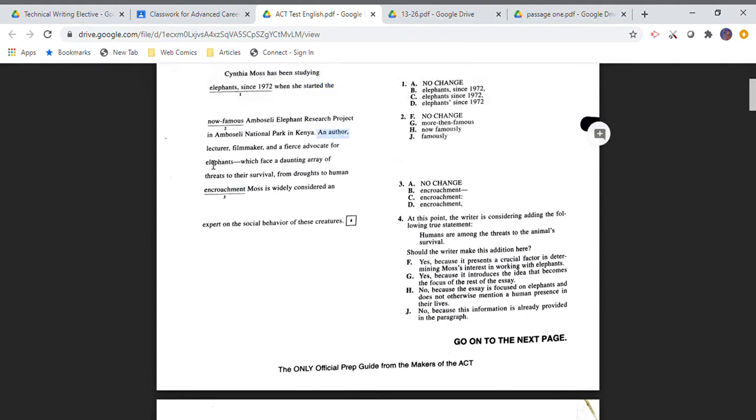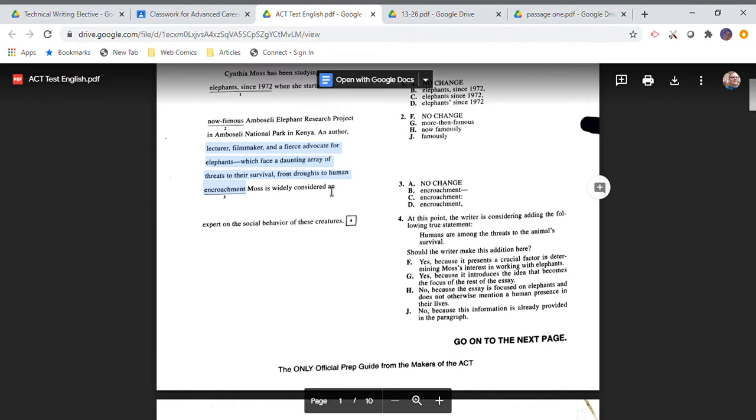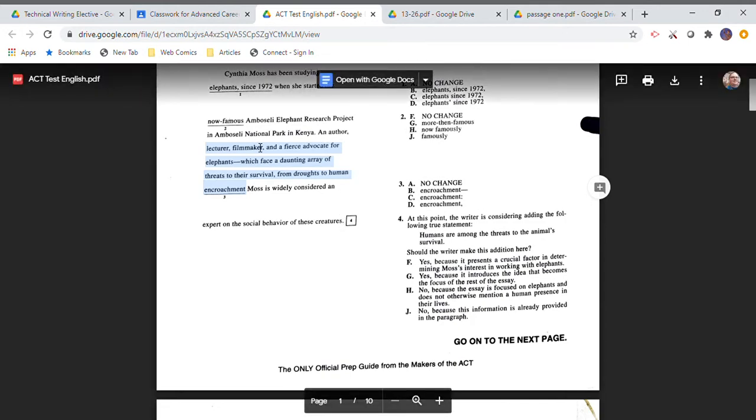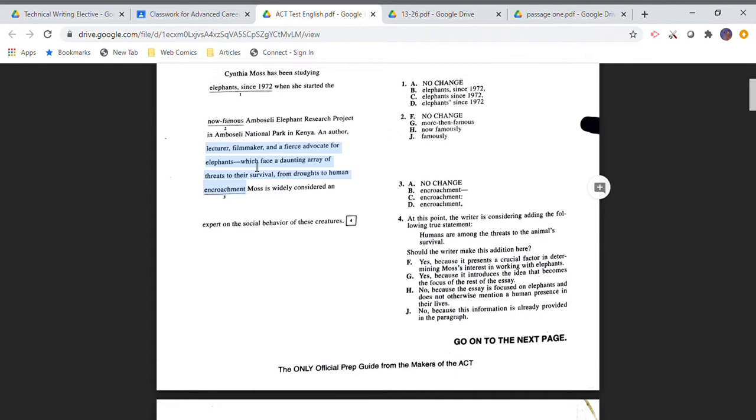So look, you could get rid of all of this and it would still work. An author, Moss is widely considered an expert on the social behavior of these creatures. See, an author, lecturer, filmmaker, and a fierce advocate for elephants, Moss is widely considered an expert on the social behavior of these creatures. So this little phrase here is unnecessary, which means it needs a comma after it. If it's an unnecessary, sort of flavory kind of sentence, it needs a comma after it.